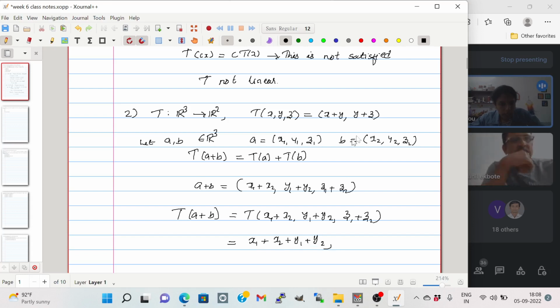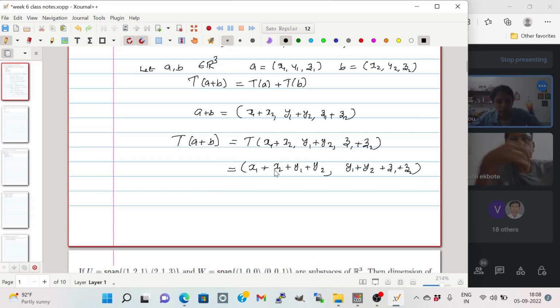In the second term, we are adding y coordinate and z coordinate. Here, this is y coordinate, y1 plus y2, and z coordinate is z1 plus z2. Okay, this is our T of A plus B. Now, what is our T of A? It should be equal to T of A plus T of B. I am just considering T of A plus T of B on this side.